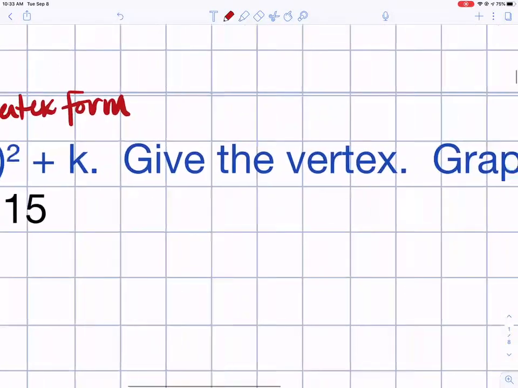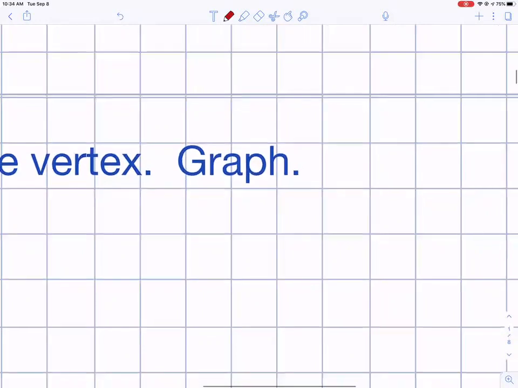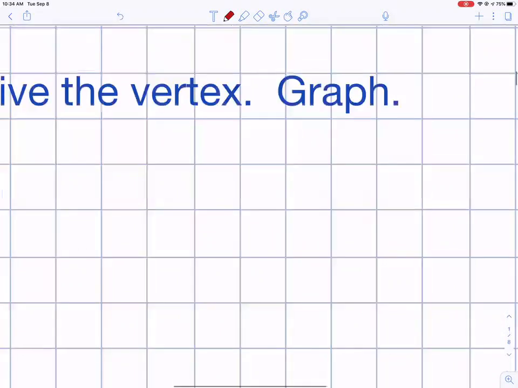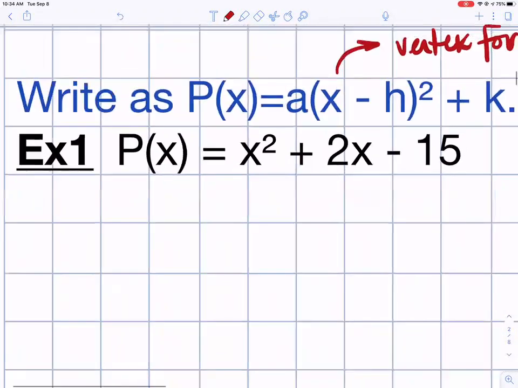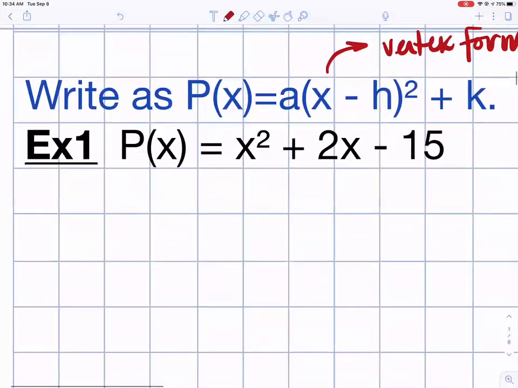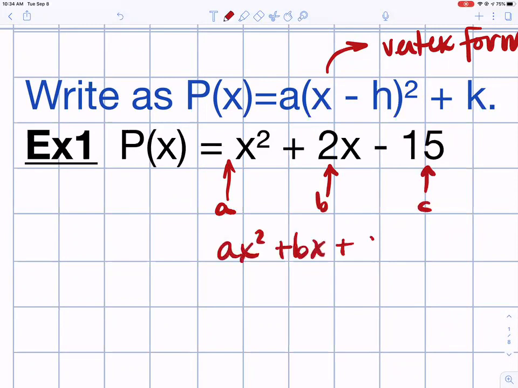And then I'm also asked to give the vertex, and I'm also asked to graph. So multiple things that I'm supposed to do here, and some of these things I'm pulling from section 2.6 that we did for the test. All right, so one thing that I need you to remember is what's the letter in front of the first guy called? What's the letter of this guy called? B, and the letter of this guy? C, and you've seen that before as ax squared plus bx plus c.